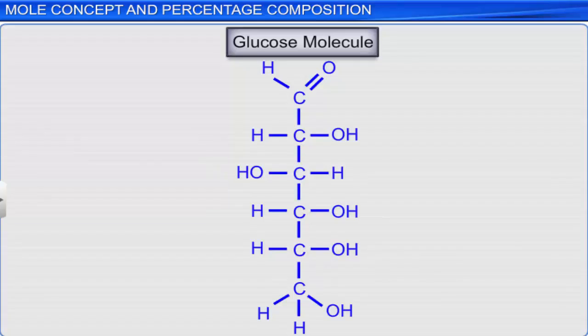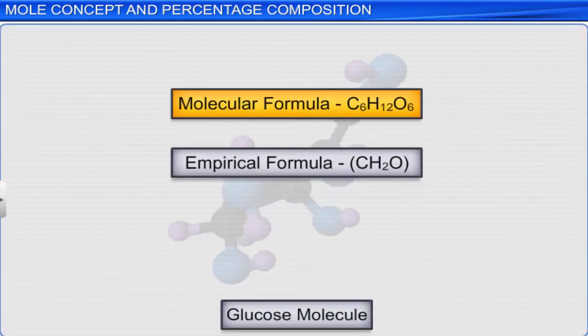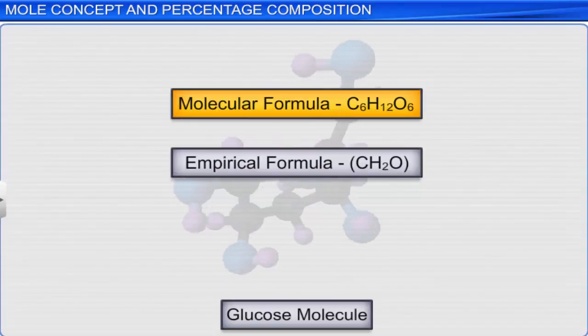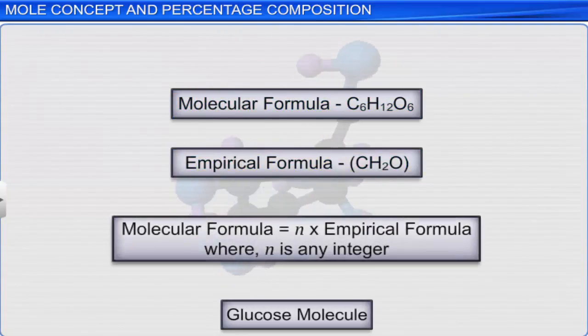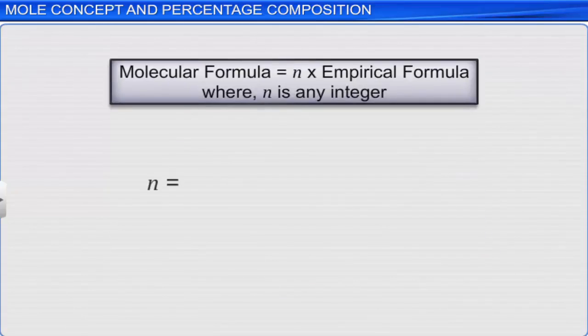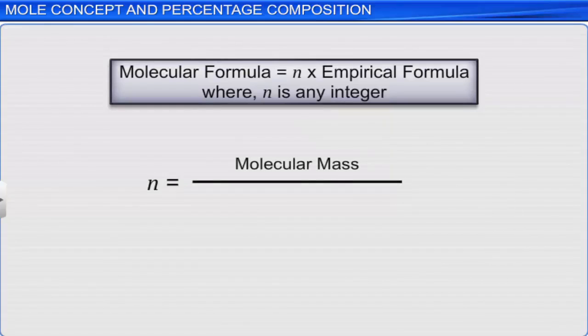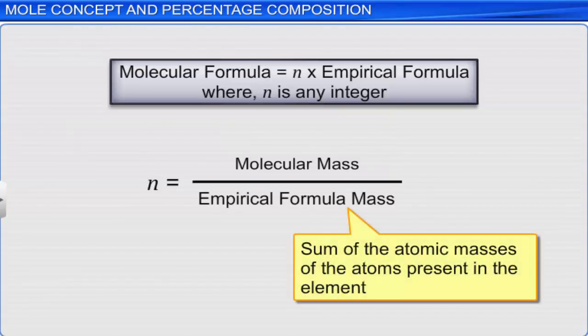The molecular formula of a compound is an integral multiple of the empirical formula. The equation can be illustrated as shown. The value of N can be obtained by dividing the molecular mass by the empirical formula mass. The empirical formula mass is the sum of the atomic masses of the atoms present in the empirical formula.